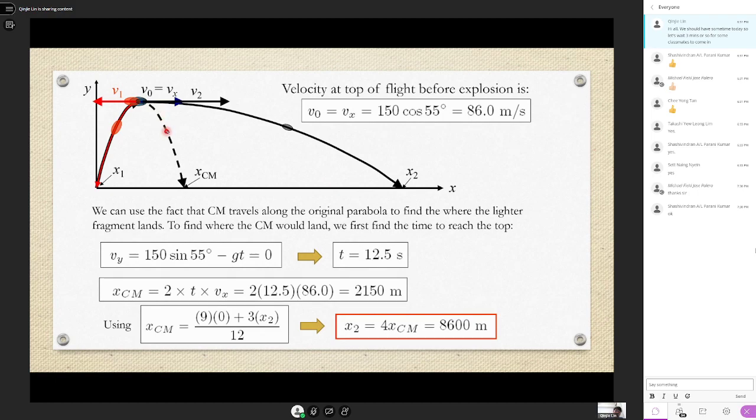Then why is there this dotted line here? This dotted line is the trajectory if this shell didn't explode. If this shell never exploded, it would have traveled along this projectile motion trajectory. Okay, with this diagram, we can start to solve the problem. The velocity at the top of the flight before explosion is given by this. Okay, because it's fired at 150.